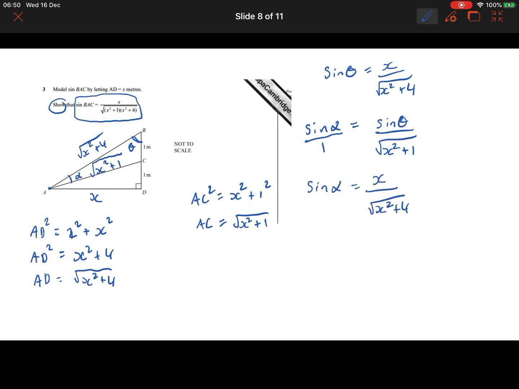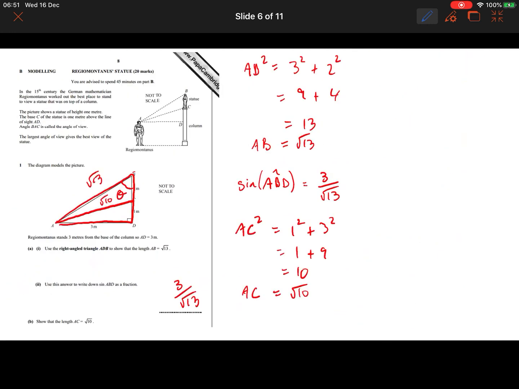Can't stress that enough. Okay, so sine alpha equals sine theta, which is x over the square root of x squared plus 4, over x squared plus 1 over the square root of x squared plus 4. It's just like before. We need to know how to do this using the flipping easy method. So that will become x over the square root of x squared plus 1 times x squared plus 4.